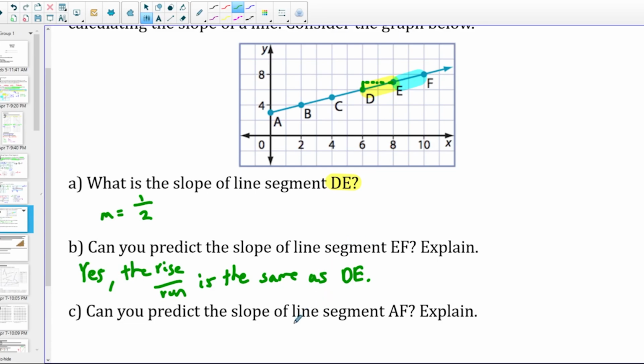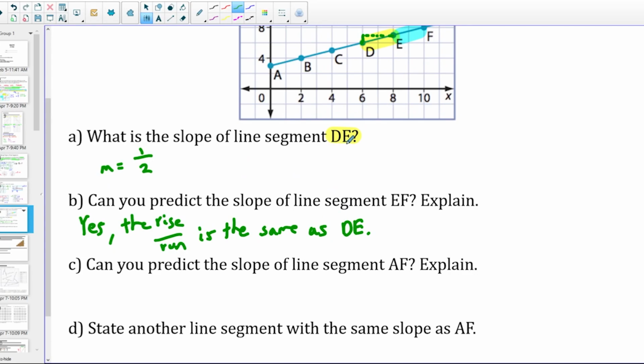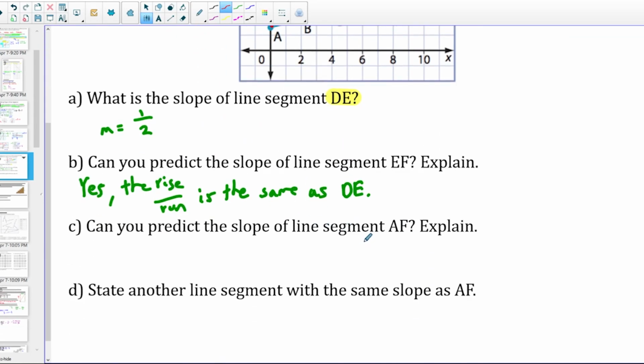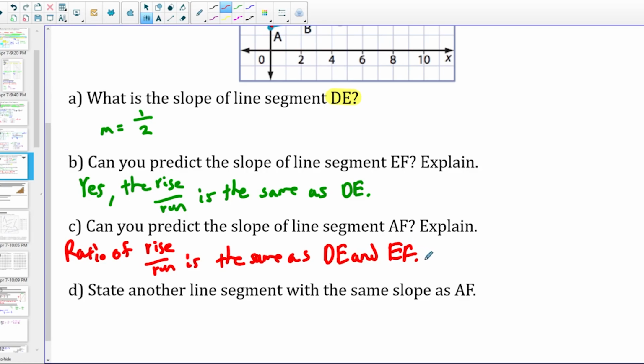And last but not least, can you predict the slope of line segment A to F? So A to F is going to be the entire line segment, really. If we were to figure out the slope of A to F, starting from here, this is 3. We're going to move up all the way until 8. So this would be your rise of 5, and then a run of 10. So we can see that our rise over run is the same as DE and EF. So the slope of A to F is really just 1 over 2.